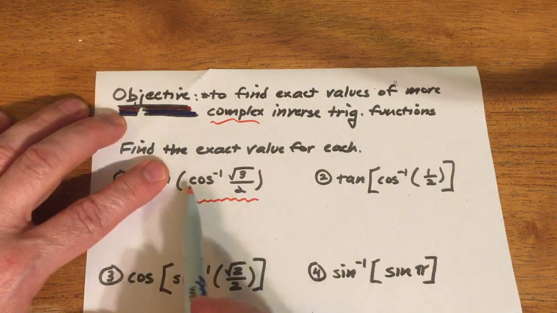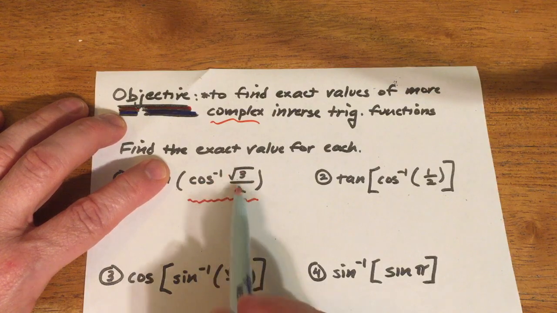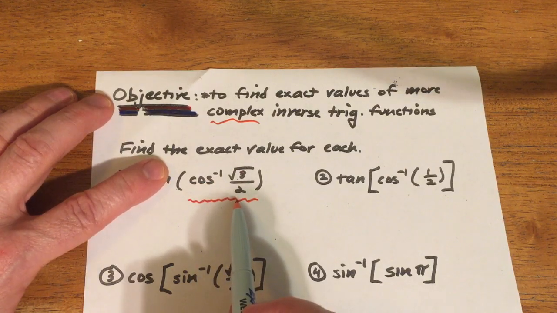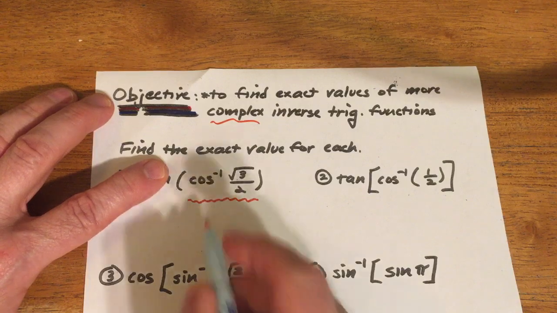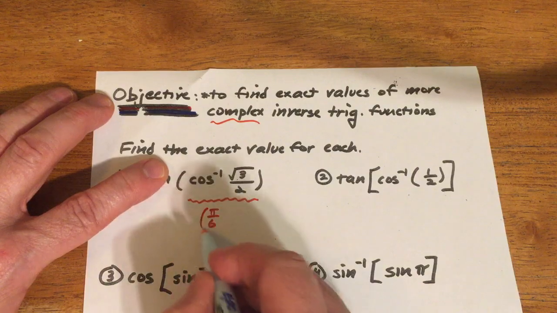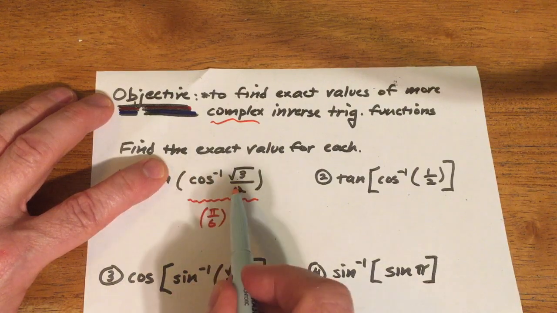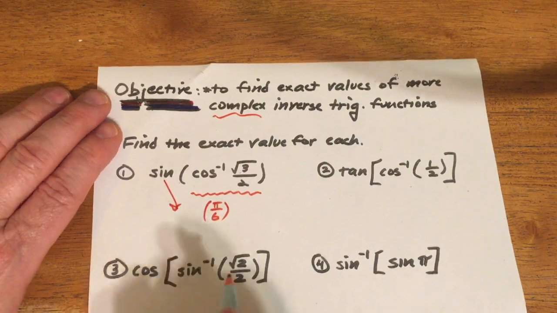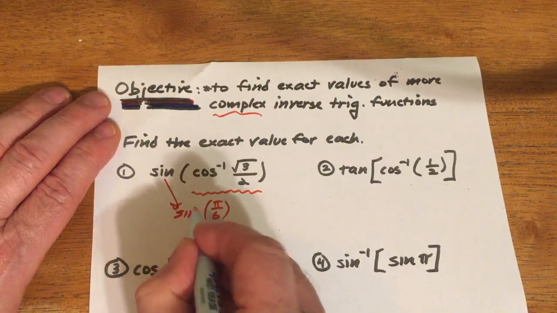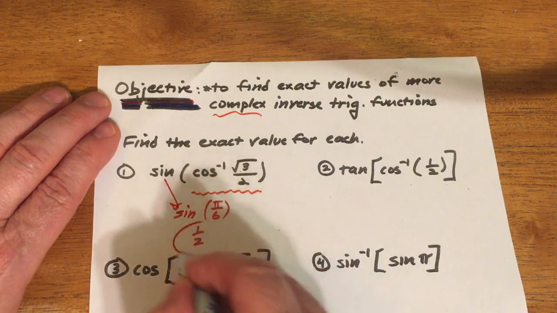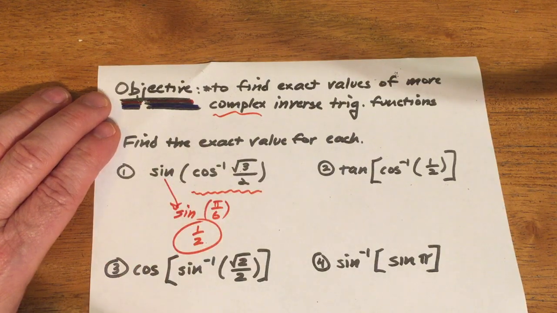Ignore the sine. What's the arccosine of square root of 3 over 2? Doing exactly what we did in the earlier problems, we're going to end up getting pi over 6. And so this becomes pi over 6. Let's bring down our sine finally. And so here we're going to get sine pi over 6. But what's sine pi over 6? 1/2. And that's it.